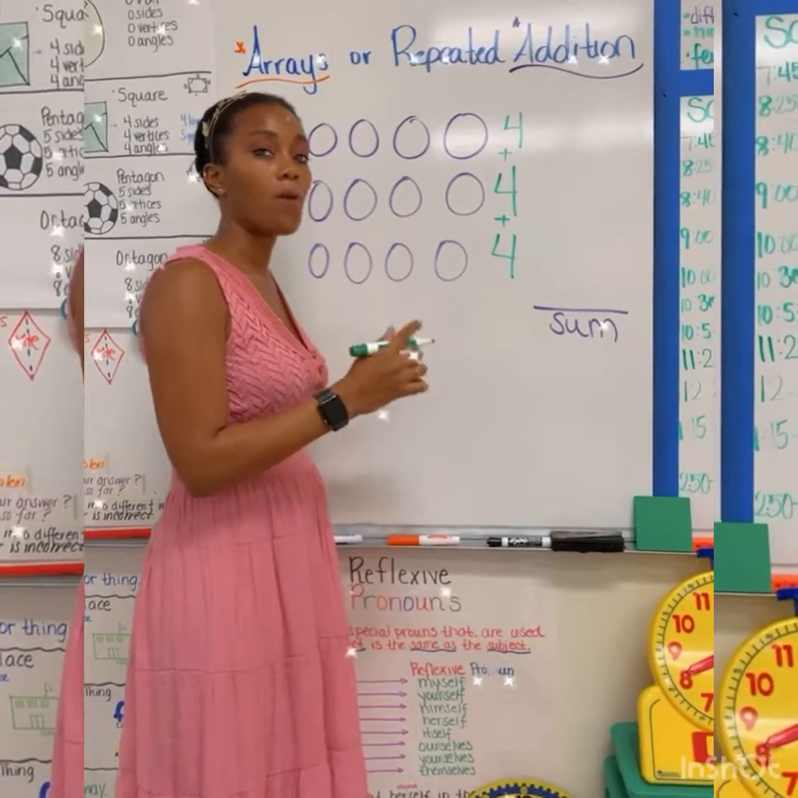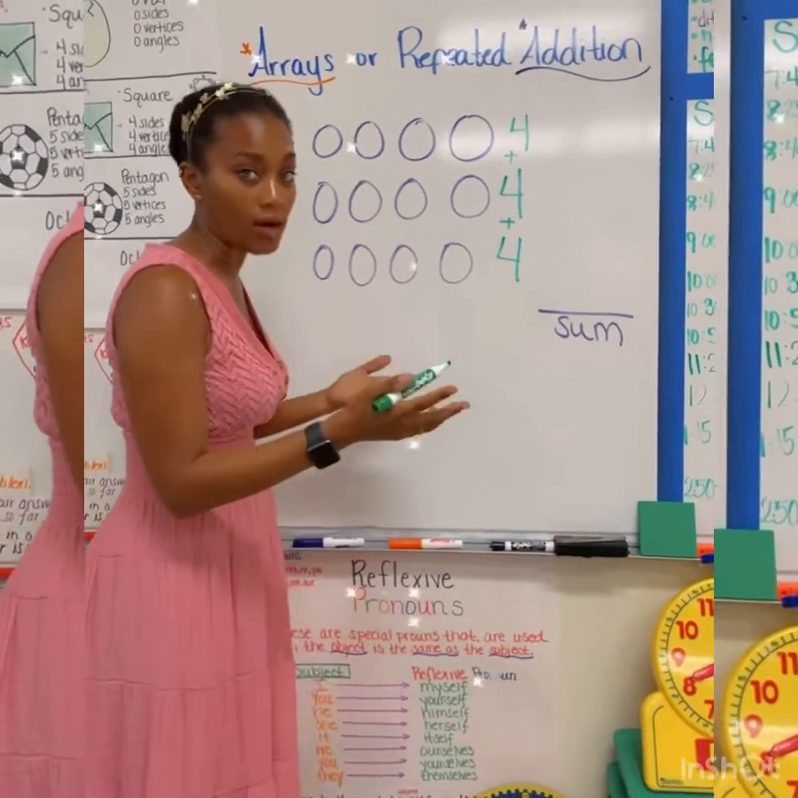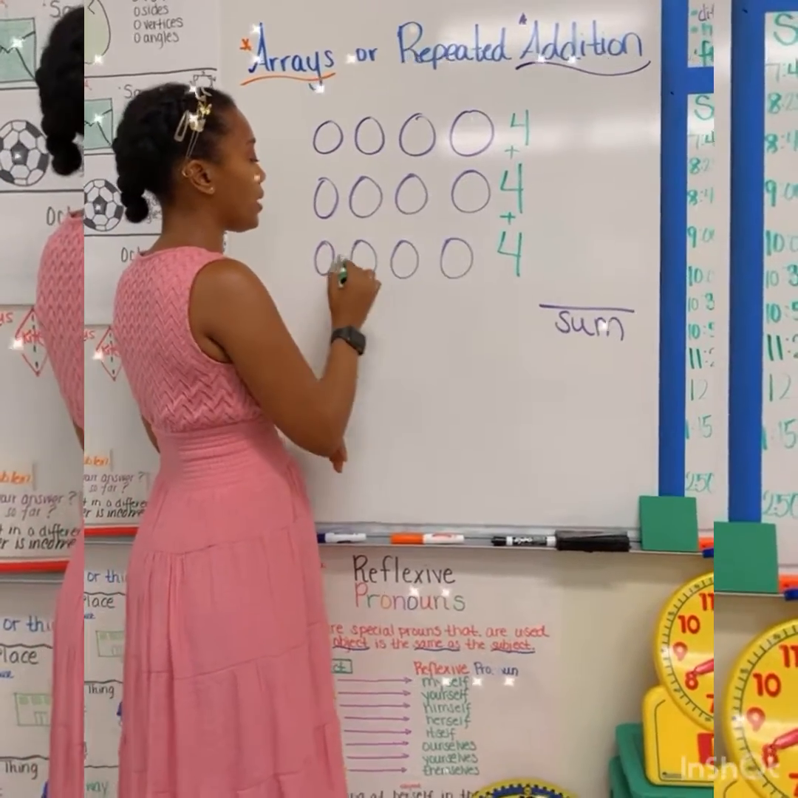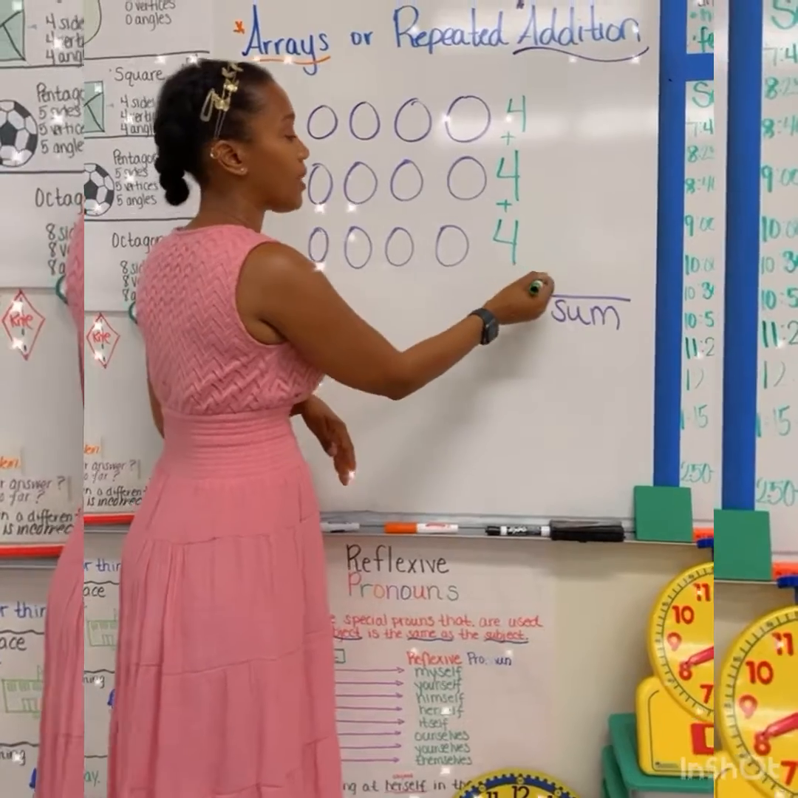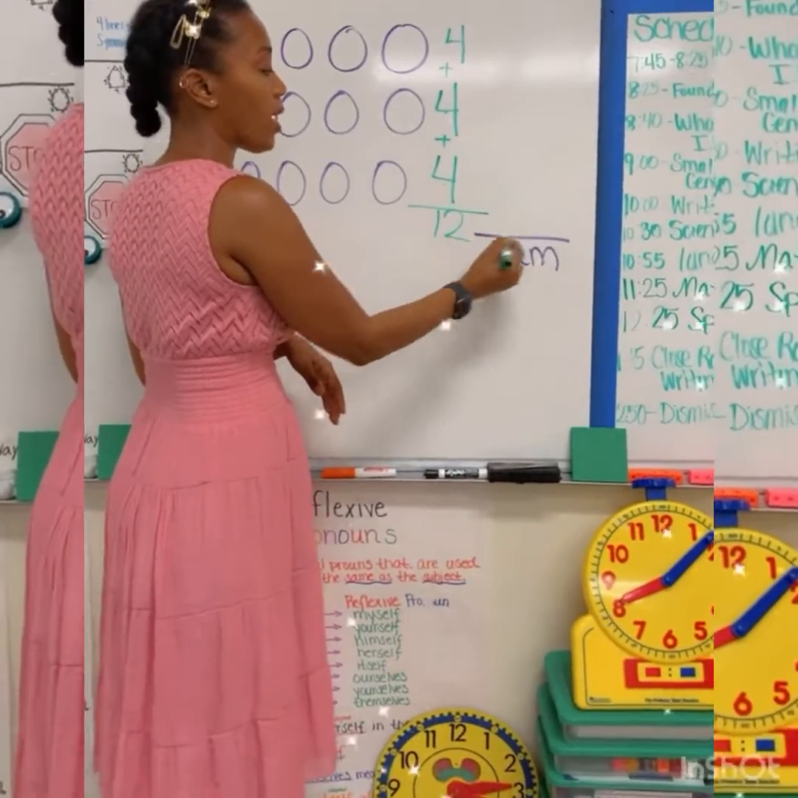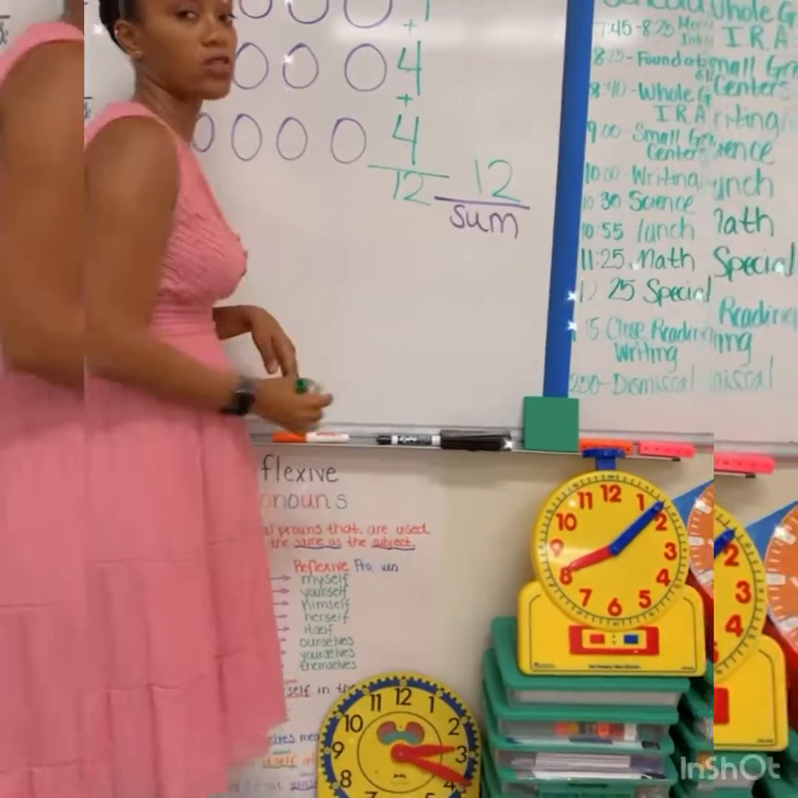And if I want to know my sum, I can just count the counters. 1, 2, 3, 4, 5, 6, 7, 8, 9, 10, 11, 12. That means 4 plus 4 plus 4 is 12. So my sum is going to be 12.